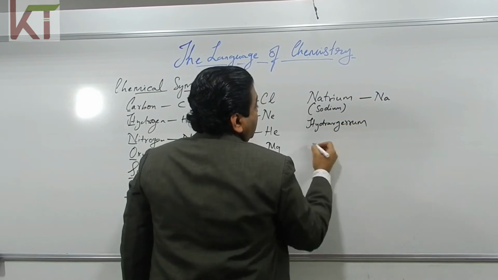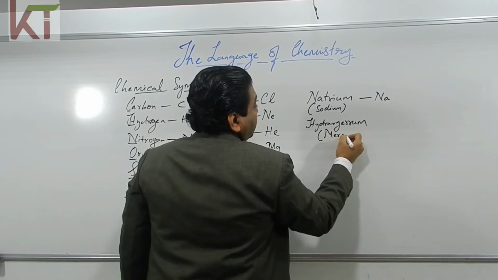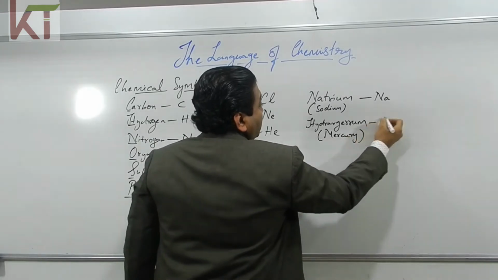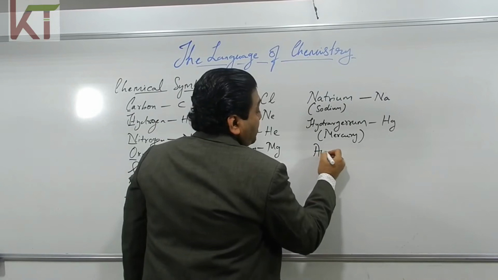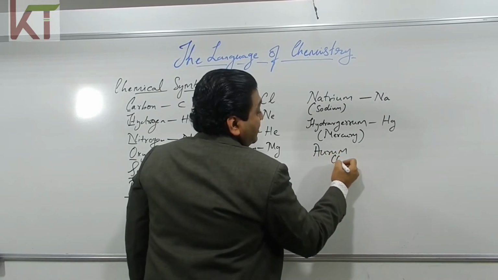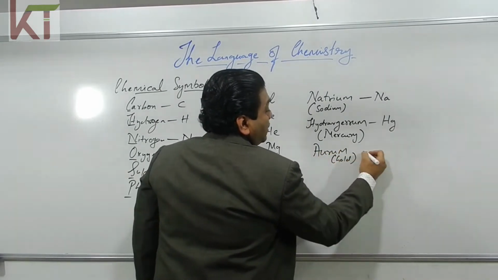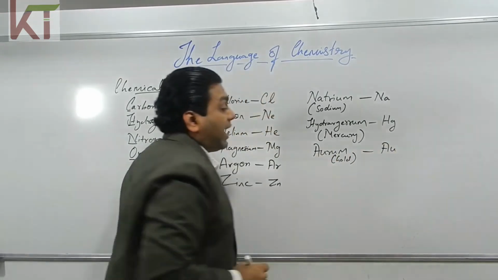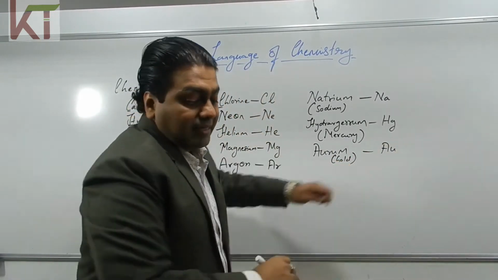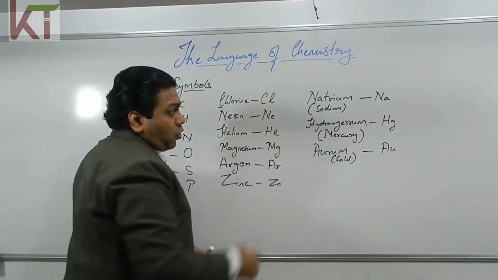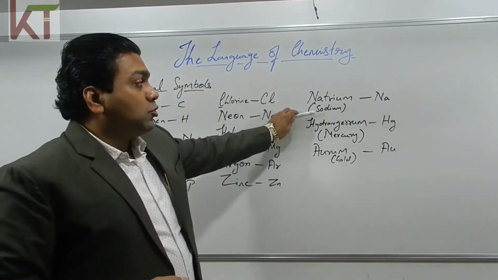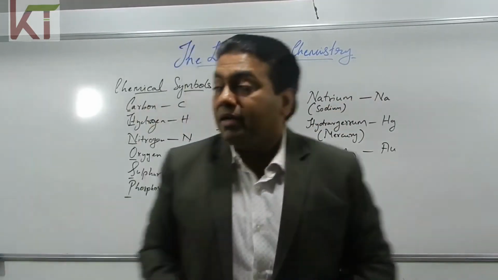That's your mercury. Okay, so the symbol used is Ag. I have aurum, that is nothing but your gold. The symbol used is Au, that's aurum, the Latin name. Okay, so this is how the Latin names are also used to write the symbol chemically.